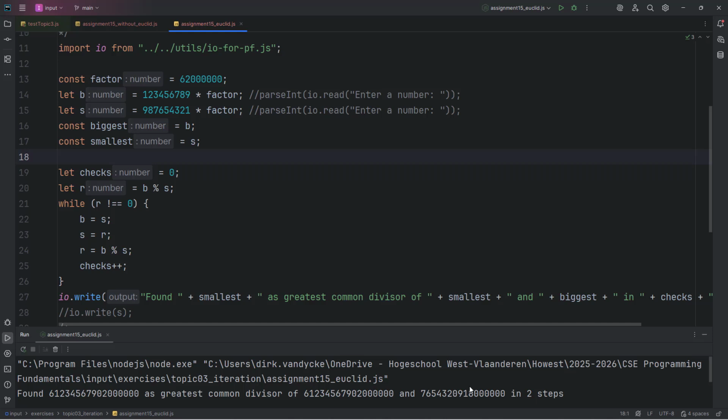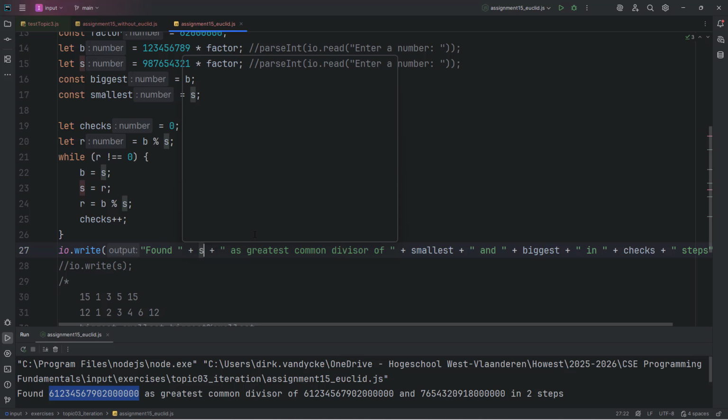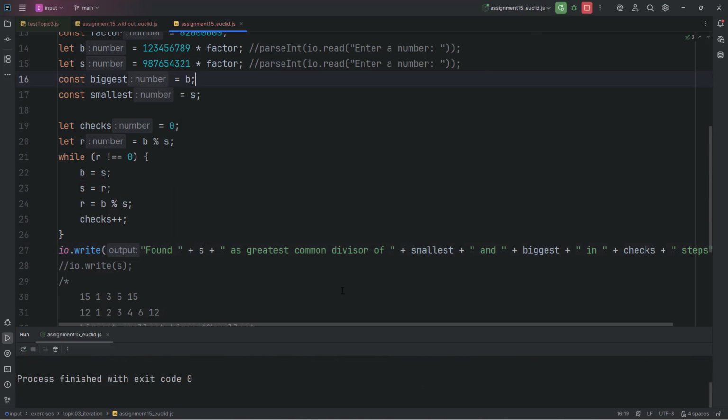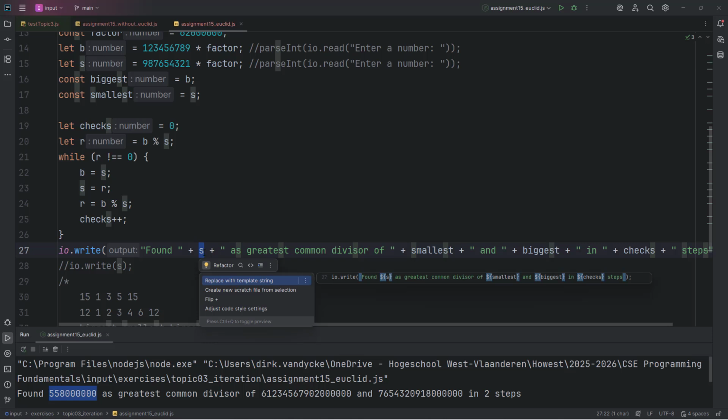Okay, is this correct? No, this is not correct. What happened? Let me quickly see. Biggest, smallest, checks. Well, this seems to be okay. Oh yes, this shouldn't be smallest, this should be S. Okay, just a wrong message here. Yes, now it's okay. So it's just a small bug we had in the IO.write. Right? But it's still 2 steps, so nothing's changed.